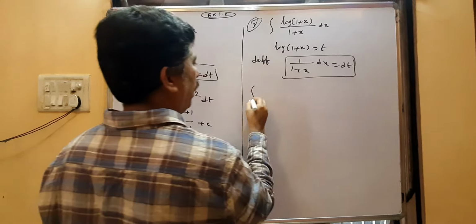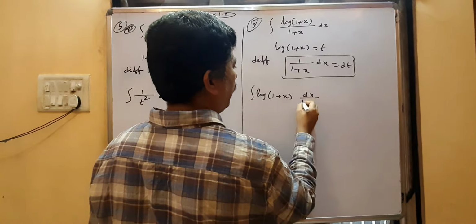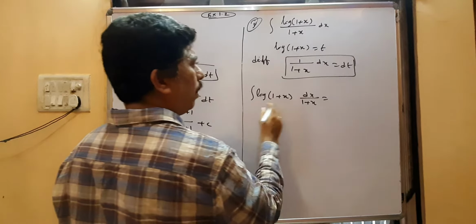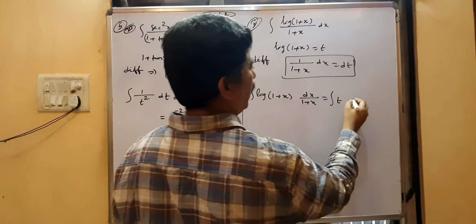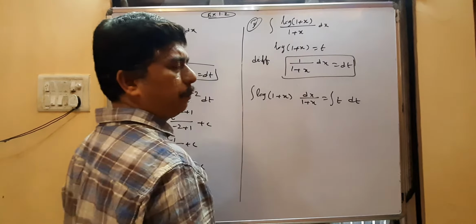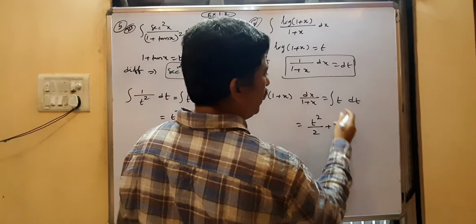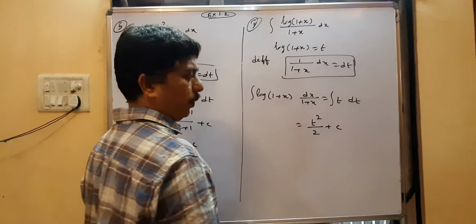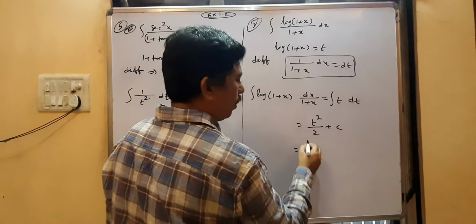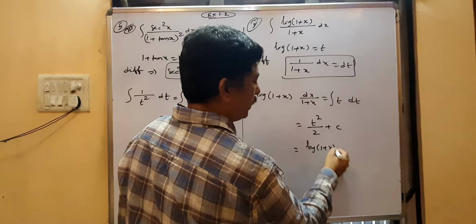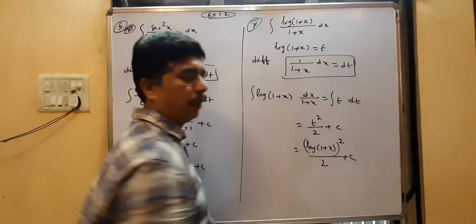So this becomes the integral of log of 1 plus x into dx by 1 plus x. Log of 1 plus x is taken as t, and dx by 1 plus x is dt. What is the integral of x? x square by 2. So this is t square by 2, that means t power 1 plus 1 by 1 plus 1, that is t square by 2. What is the value of t here? Log of 1 plus x whole square by 2 plus c. That is the answer. Copy it.